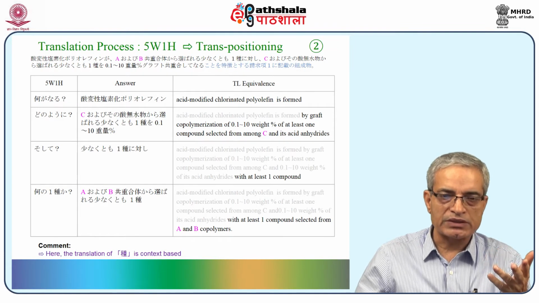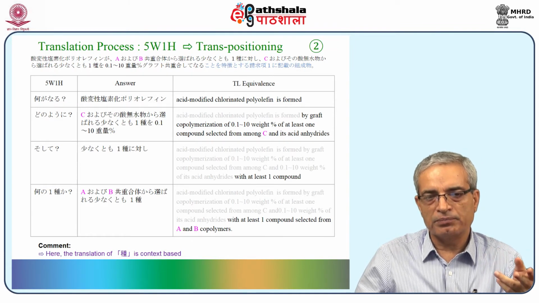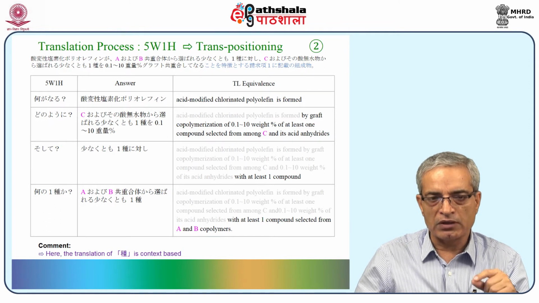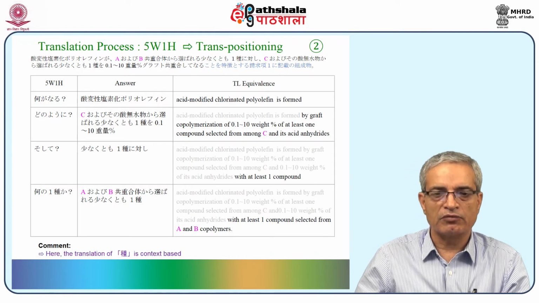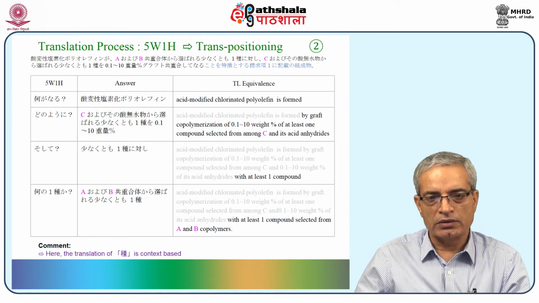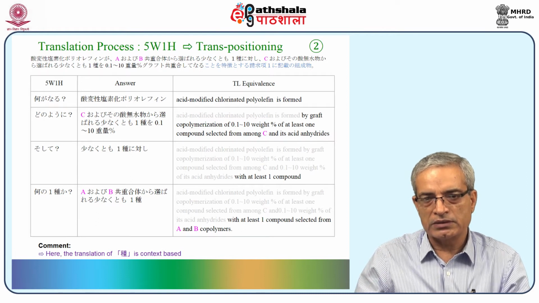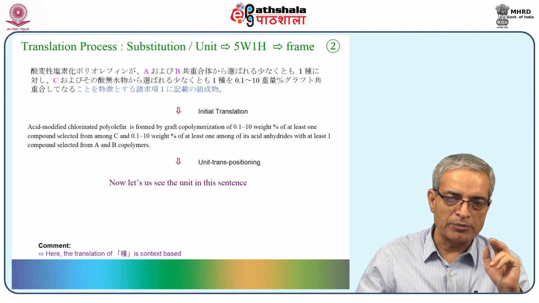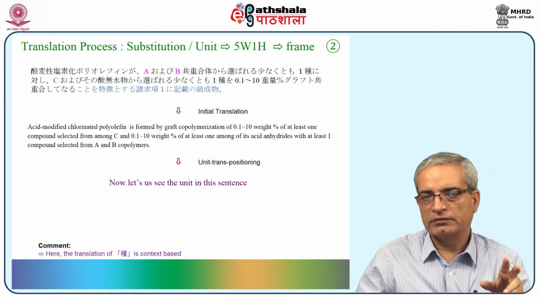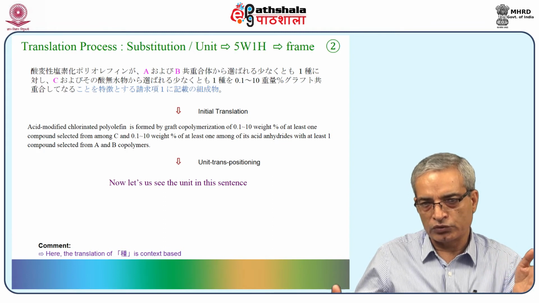The initial translation is: acid modified chlorinated polyolefin is formed by graft copolymerization of 0.1 to 10 weight percent of at least 1 compound selected from among C, and 0.1 to 10 weight percent of at least 1 among its acid anhydrides, with at least 1 compound selected from A and B copolymers. Just imagine when we started reading the Japanese, it was quite complicated. Then we simplified it. You could translate this.